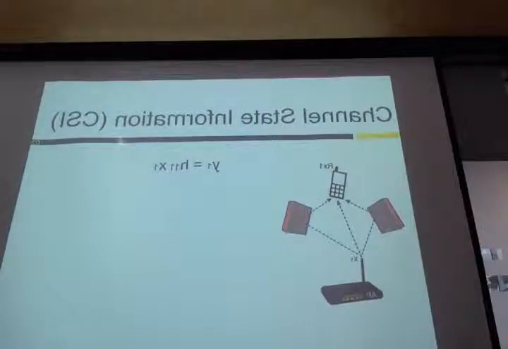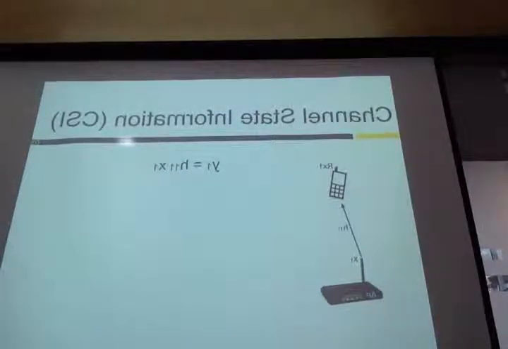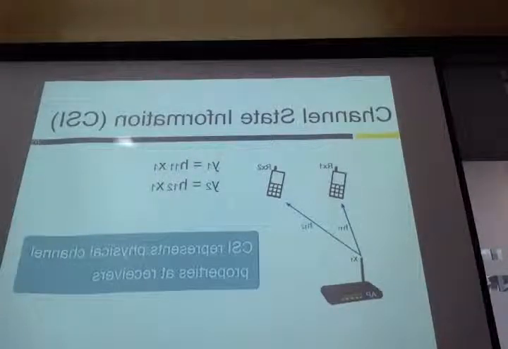In this case, H11 is what we call the channel state from the AP's antenna to this receiver. In the same way, for receiver 2, there is a different CSI because they are located in different locations. The received signal at this receiver will be H12 X1, which is different from the previous one because they have a different CSI. In a nutshell, CSI represents the physical transmission property at the receivers.